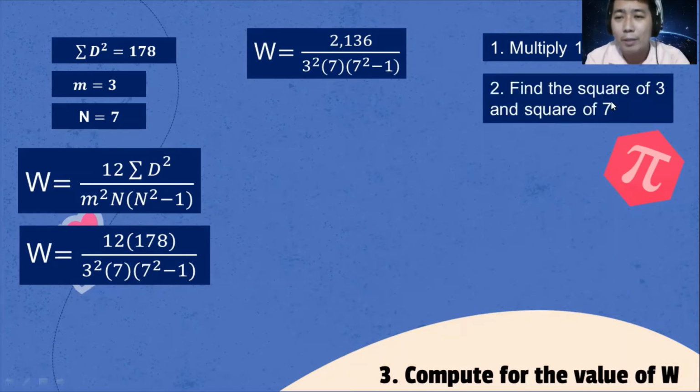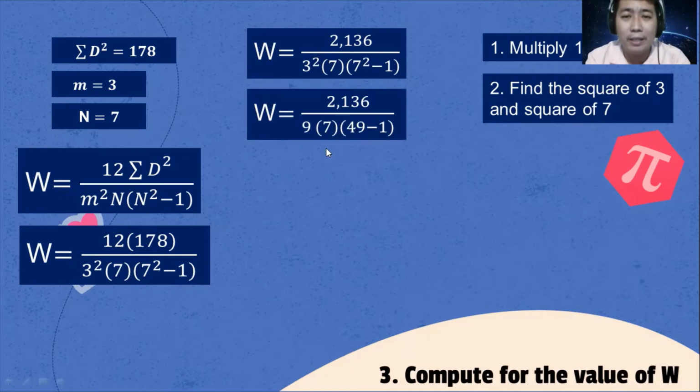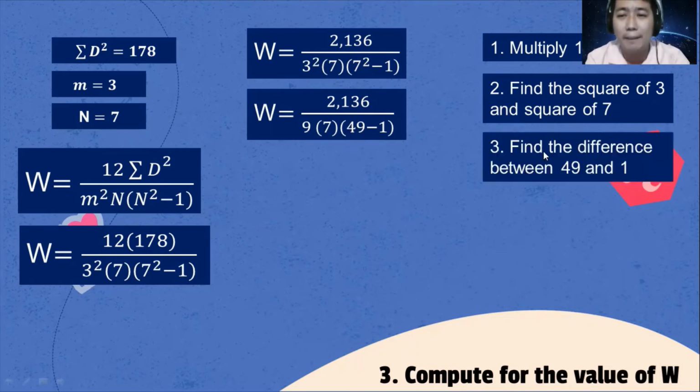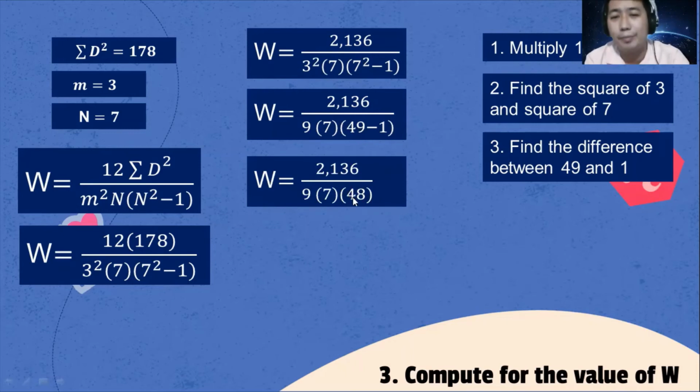Next step, find the square of 3 and the square of 7. 3 times 3, 9. 7 times 7, 49. Next one, find the difference between 49 and 1. 49 minus 1, that is 48.